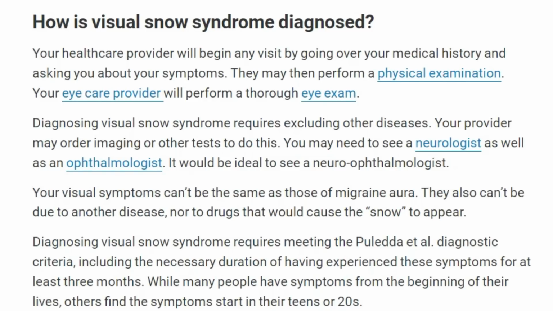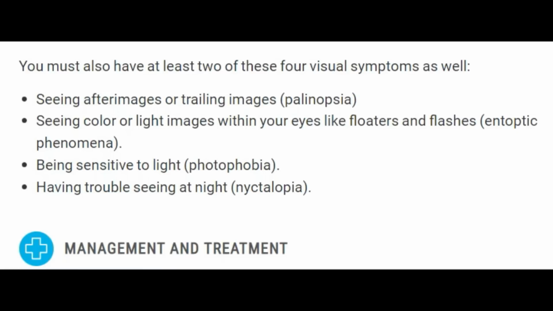Diagnosing visual snow syndrome requires meeting the Puledda diagnostic criteria, including the necessary duration of having experienced these symptoms for at least 3 months. While many people have symptoms from the beginning of their lives, others find the symptoms start in their teens or 20s. You must also have at least 2 of these 4 visual symptoms as well. Seeing after images or trailing images, palinopsia, seeing color or light images within your eye like floaters and flashes, entoptic phenomena, being sensitive to light, photophobia, having trouble seeing at night, nyctalopia.